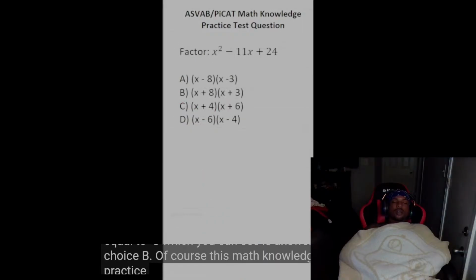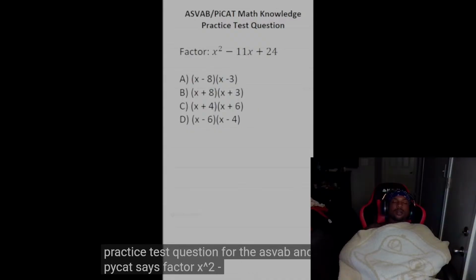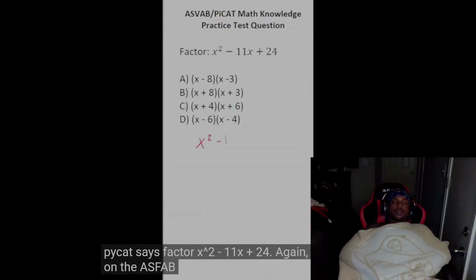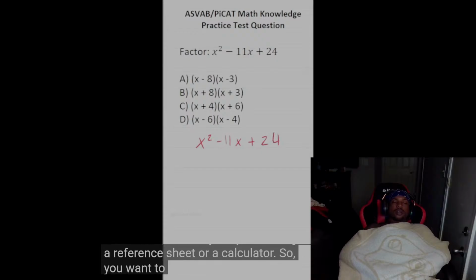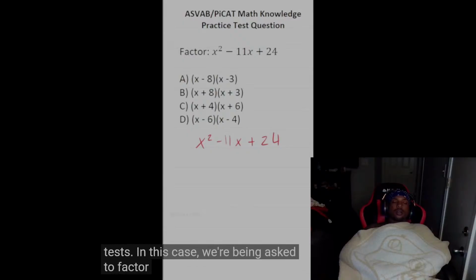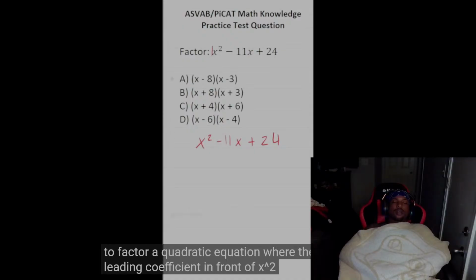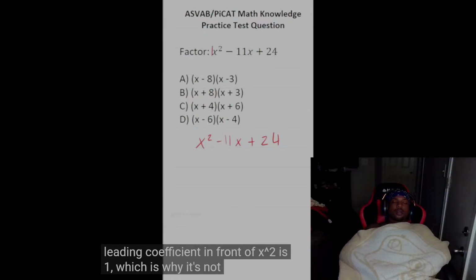This math knowledge practice test question for the ASVAB and PiCAT says factor x squared minus 11x plus 24. Again, on the ASVAB and PiCAT, you're not given a reference sheet or a calculator, so you want to get in the habit of copying things down on your own scratch paper as you prepare to take either of these tests. In this case, we're being asked to factor a quadratic equation where the leading coefficient in front of x squared is 1, which is why it's not expressed.